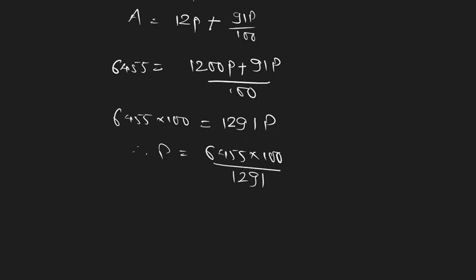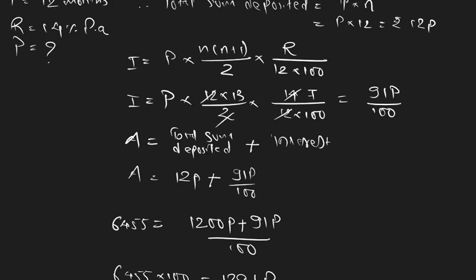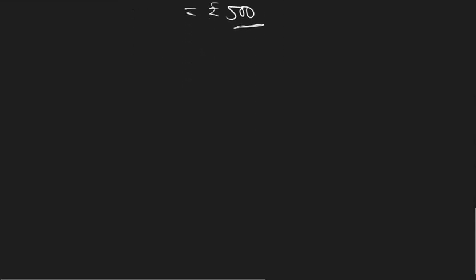So 645500 divided by 1291, 500 exactly. Yes, no more mistakes. Rupees 500 is the monthly installment. So this is how you need to solve this kind of question, where you had been given the amount, the number of months, the rate, but you had to find the monthly installment. So first we found the total sum deposited, that is monthly installment multiplied by number of months, then we found the interest in terms of P, then we put both the things in the formula for amount, we solved it further, simplified, and we got the principal, that is monthly installment.